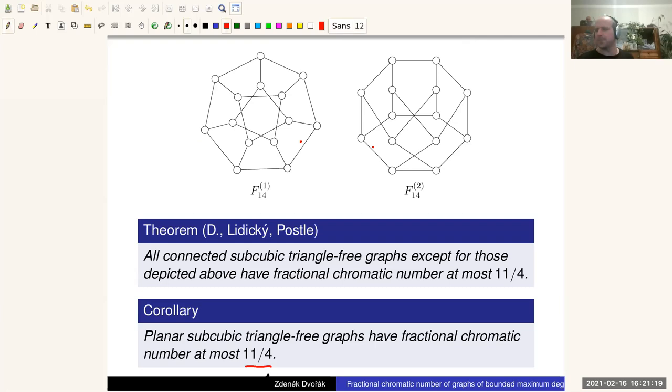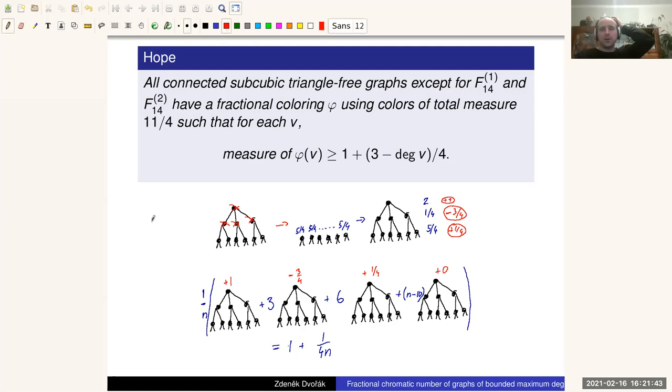Okay, so let me say a couple of words about the proof of the theorem. The proof is quite technical, so I will not go into many details, but I would like to say the basic ideas that we used. The very basic idea is actually the one that we also employed to prove the previous result about 14 over 5. This idea originates in the papers by Heckman and Thomas about the independence number. And that is that we will actually show something stronger.